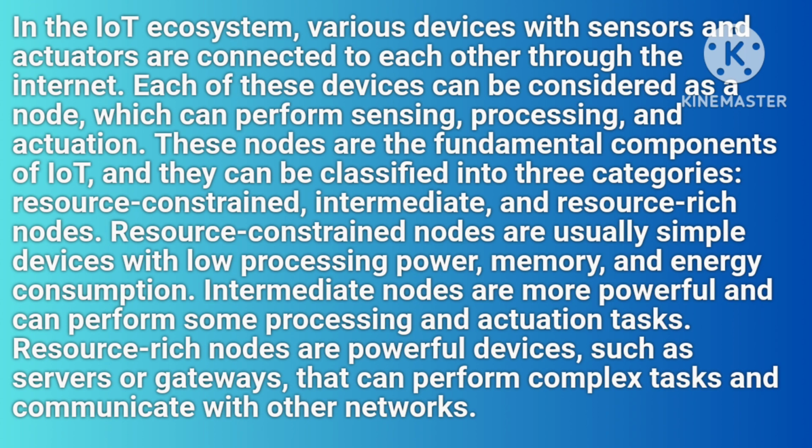Intermediate nodes are more powerful and can perform some processing and actuation tasks. Resource-rich nodes are powerful devices, such as servers or gateways, that can perform complex tasks and communicate with other networks.